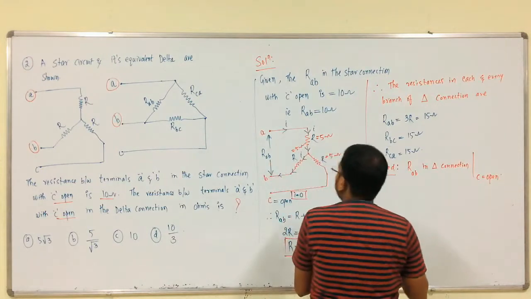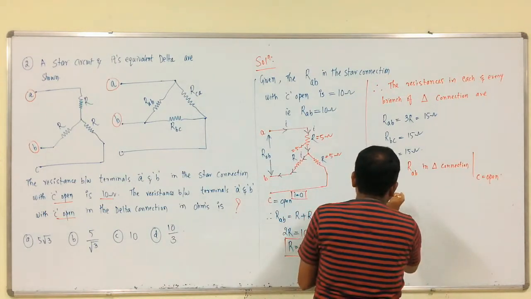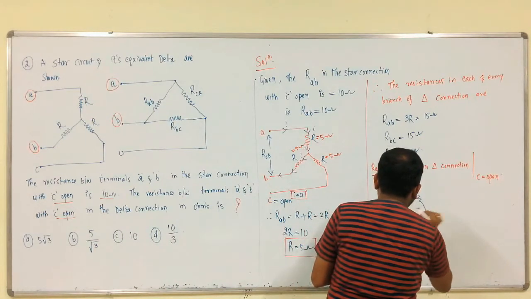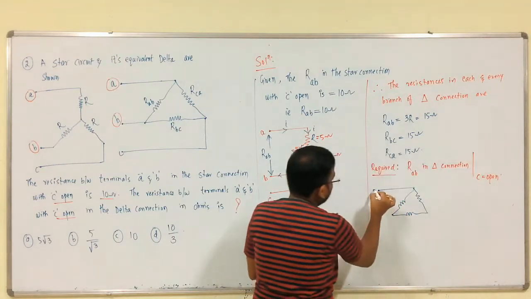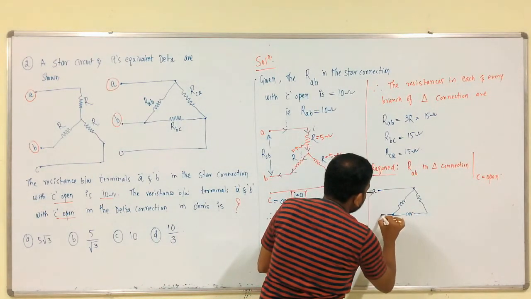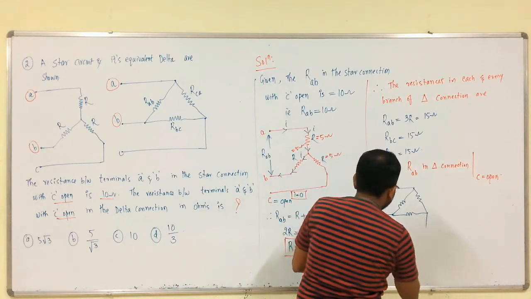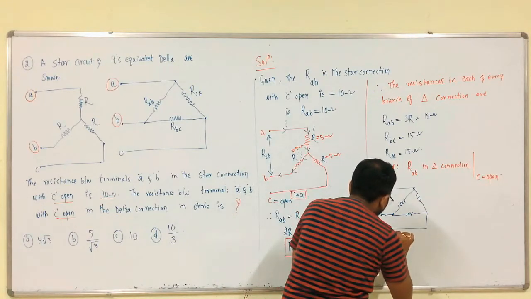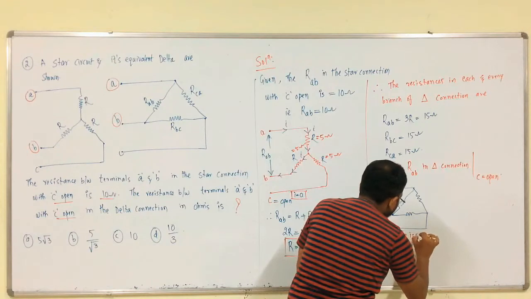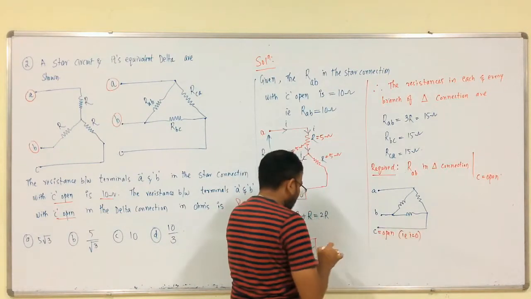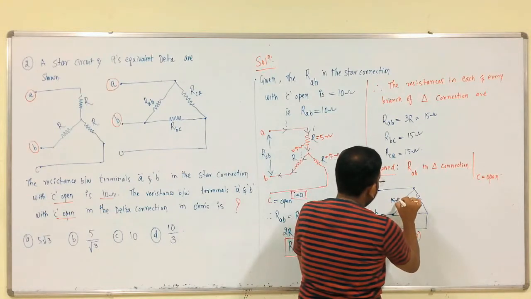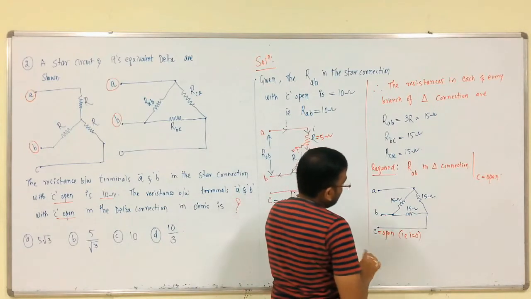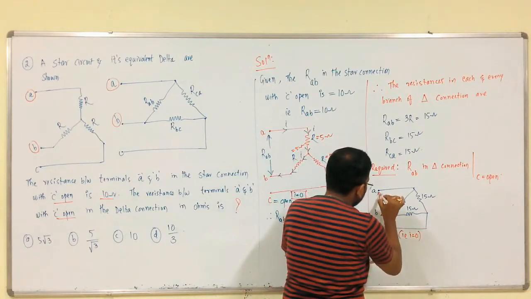Therefore, the circuit becomes what? So, this is A, this is B, this is C, which is equal to open, that is I is equal to 0. There is no current through this branch. So, this is 15, this is 15, this is 15. So, we have to calculate the resistance between these two, RAB.